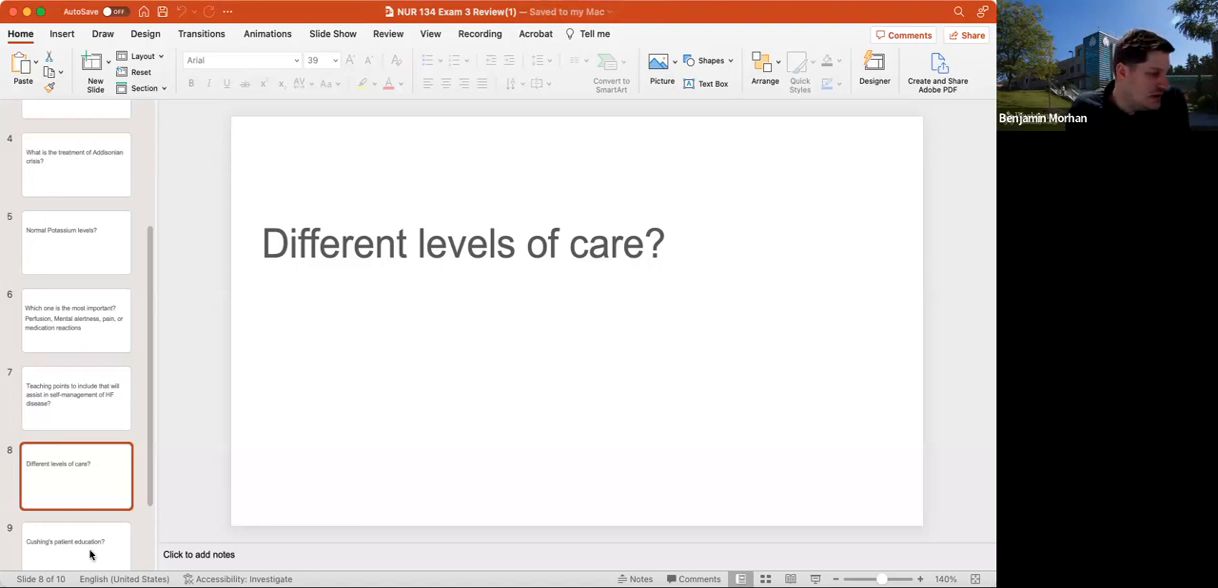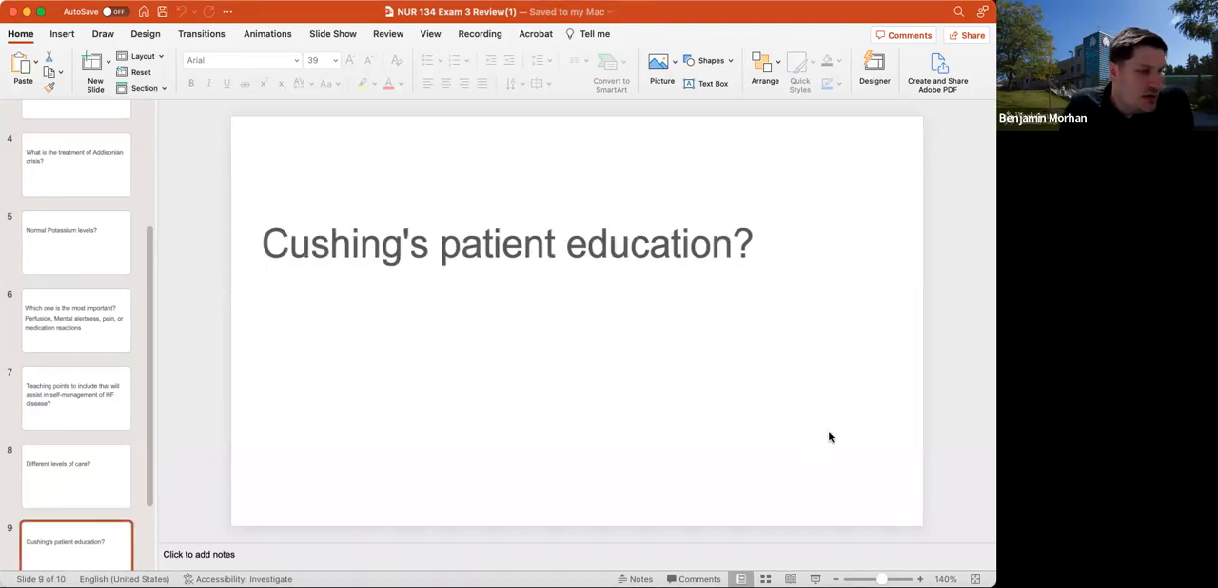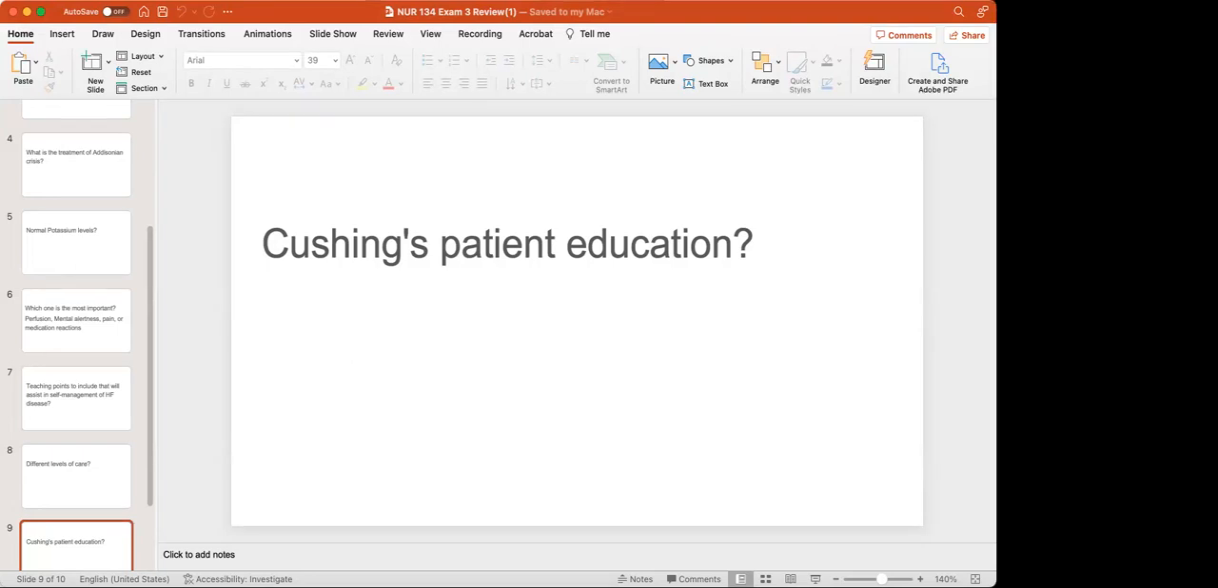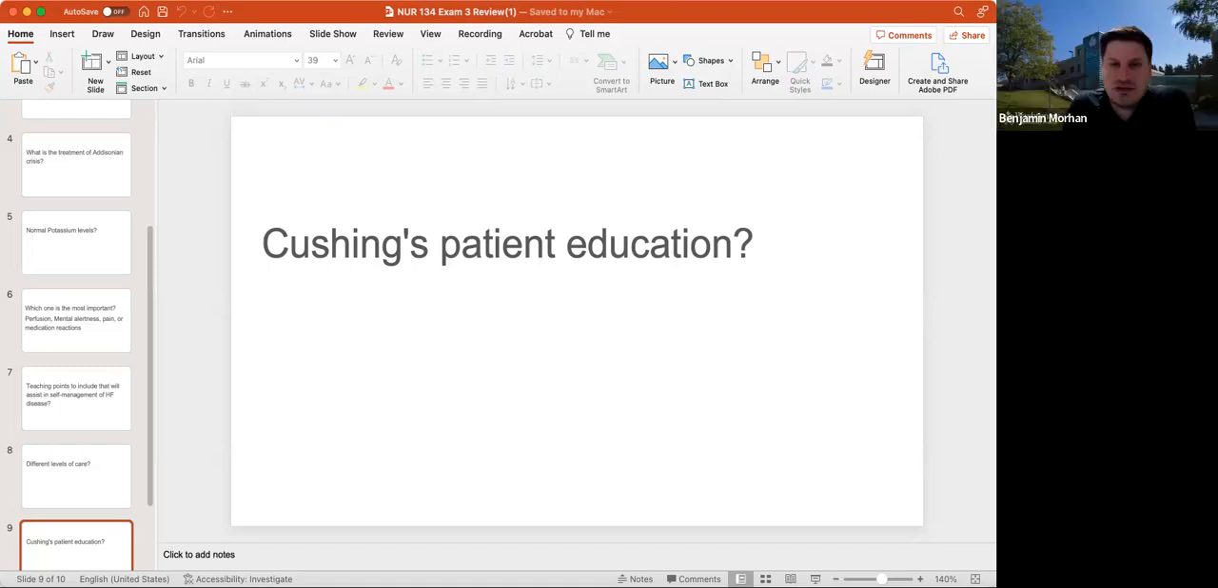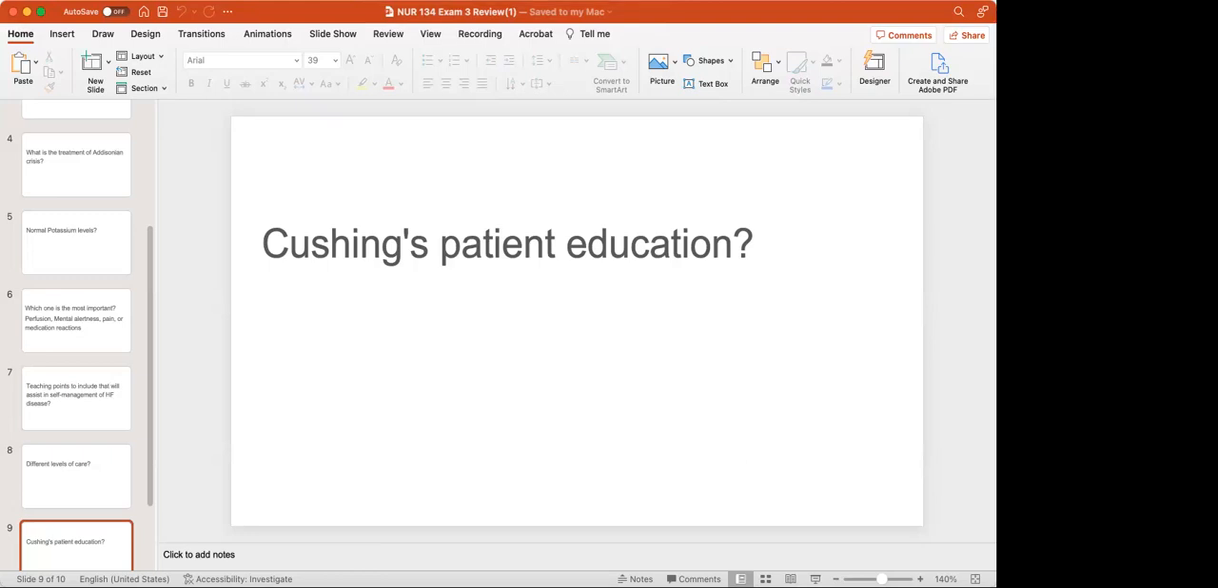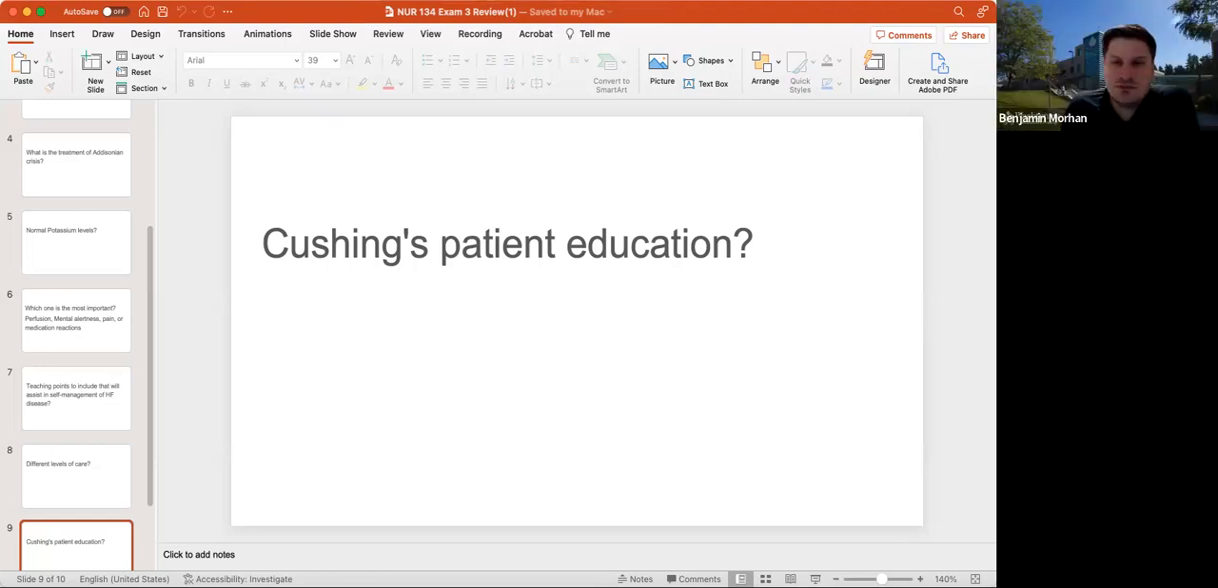Let's see. Cushing's. Again, what is it? What type of patient education do you give? I have like take medications as directed. That seemed to be the big one. Okay, eat healthy foods. Remember, Addison's and Cushing's are kind of like opposite, right? Right. So manage blood sugars, daily weights, and stress.